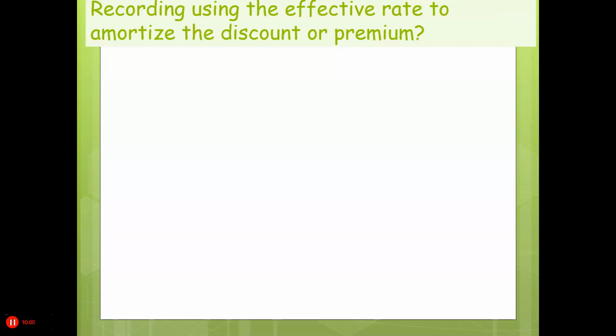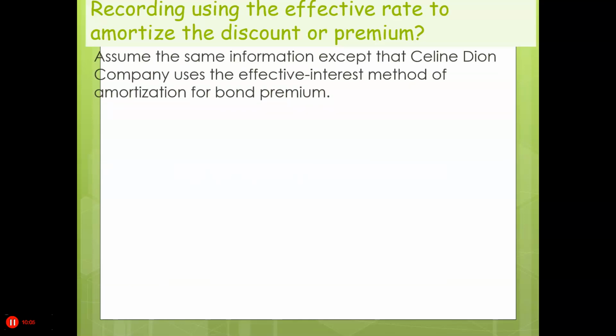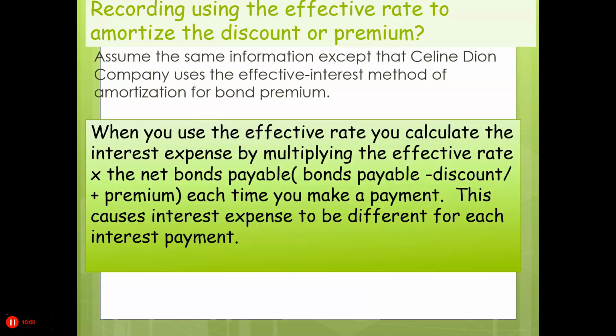Now, same example, but what if we'd issued these bonds and we're using the effective rate? When you use the effective rate, you calculate the interest expense by multiplying the effective rate times the net bonds payable each time you make a payment. Remember that when you use the effective rate, every time your interest expense is going to be a different amount because your balance in bonds payable minus the discount plus the premium is going to change because you're writing off that discount or premium.